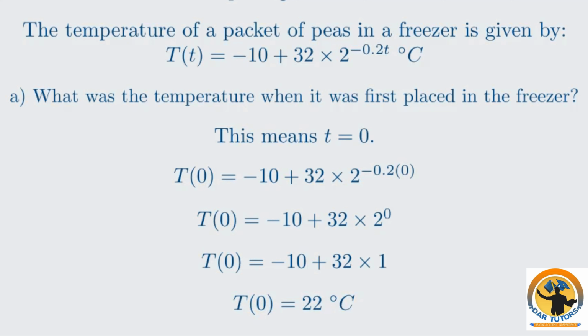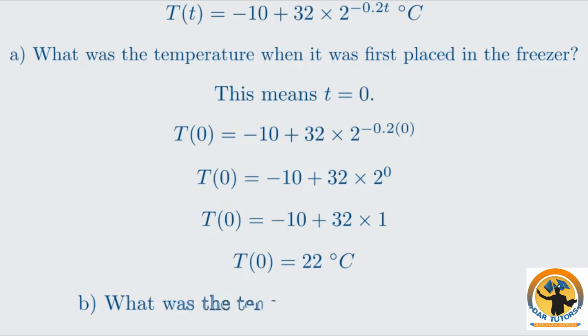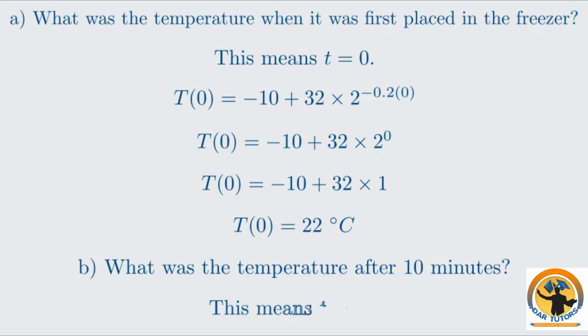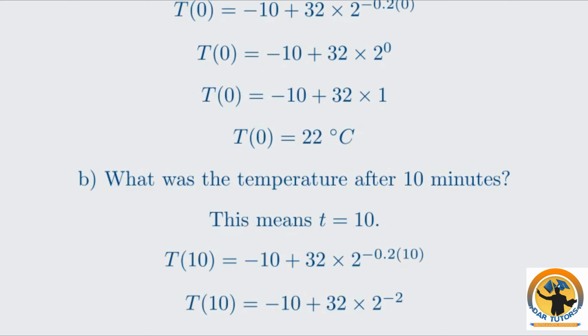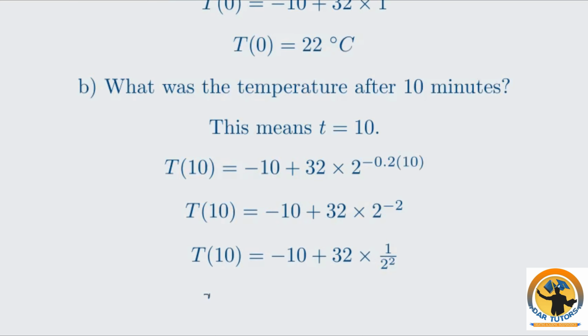Next, let's find the temperature after 10 minutes. Here, we substitute t equals 10 into the formula. The exponent becomes negative 0.2 times 10, which is negative 2. A negative exponent means we take the reciprocal, so 2 to the power of negative 2 is 1 over 2 squared, which is 1 over 4.